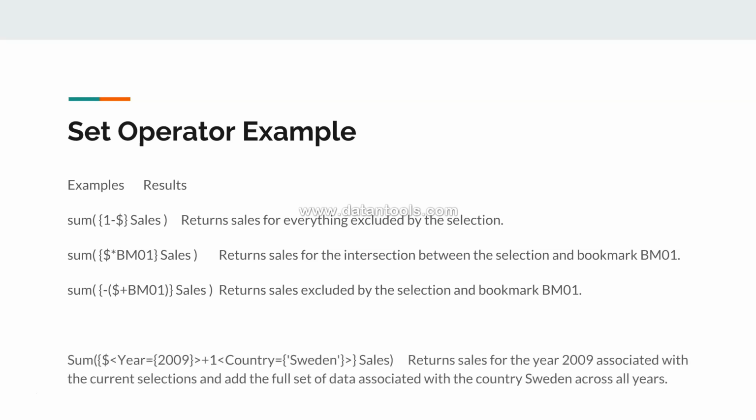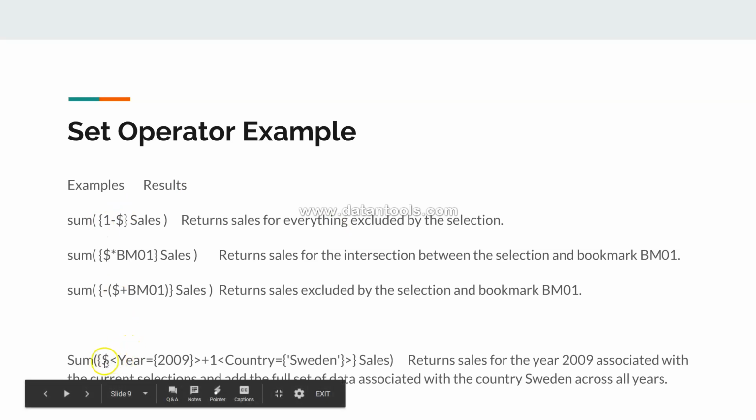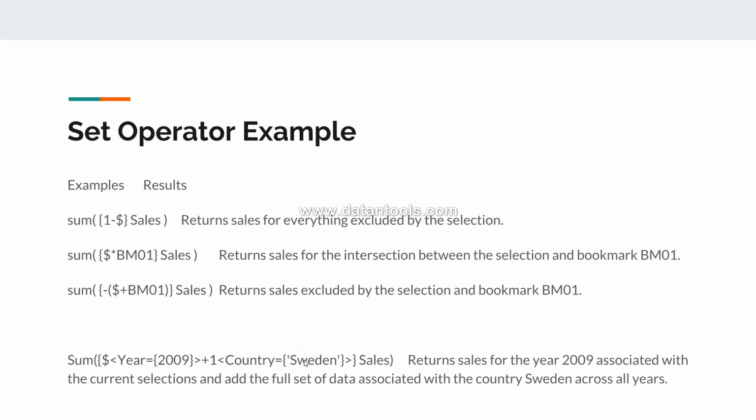And finally, a different type of example. You will see that first you have the dollar year 2009 in one set, and in another set you have all the values but only for country Sweden. So it returns the sales for 2009 associated with the current selection, as dollar is present over there, and then adds the full set of data associated with the country Sweden across all years.